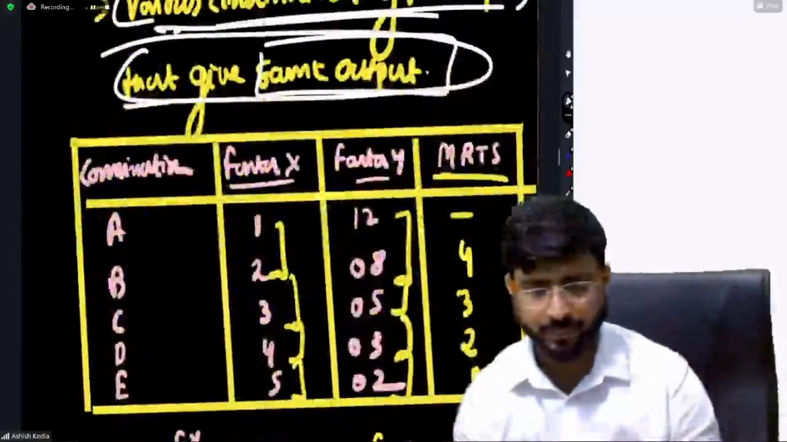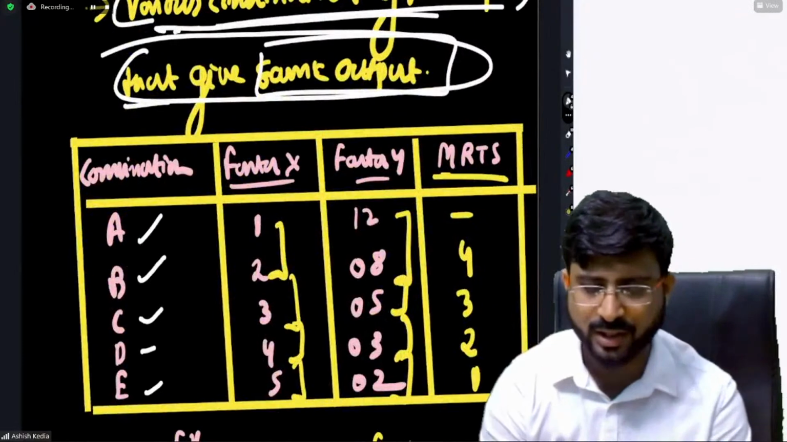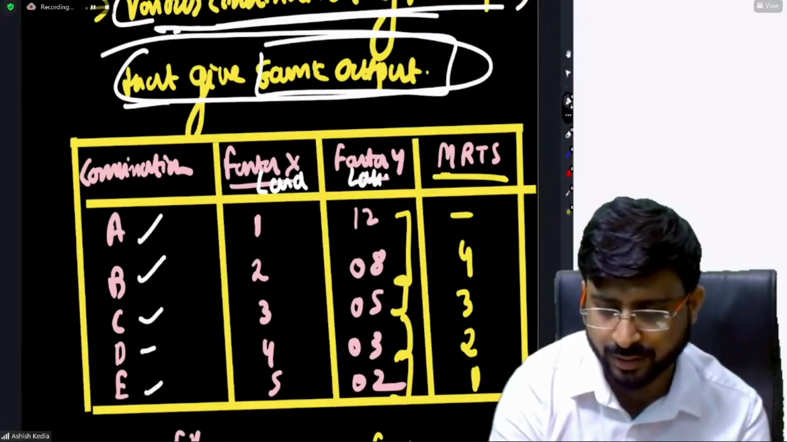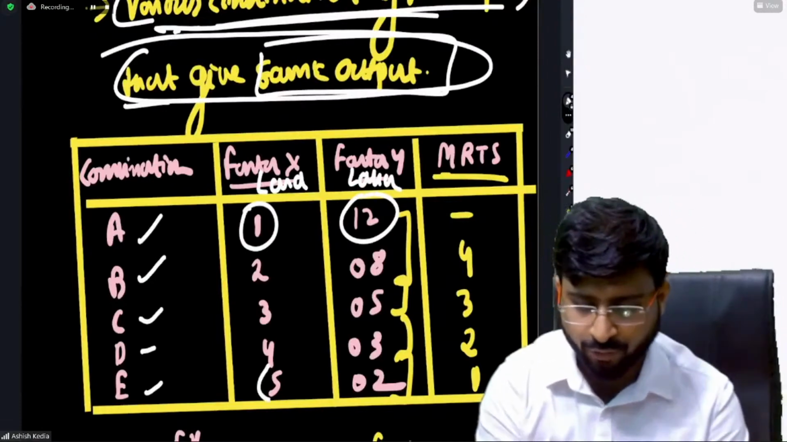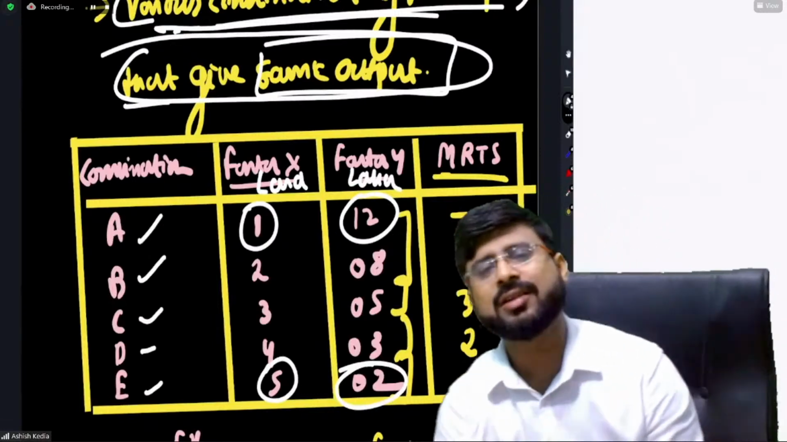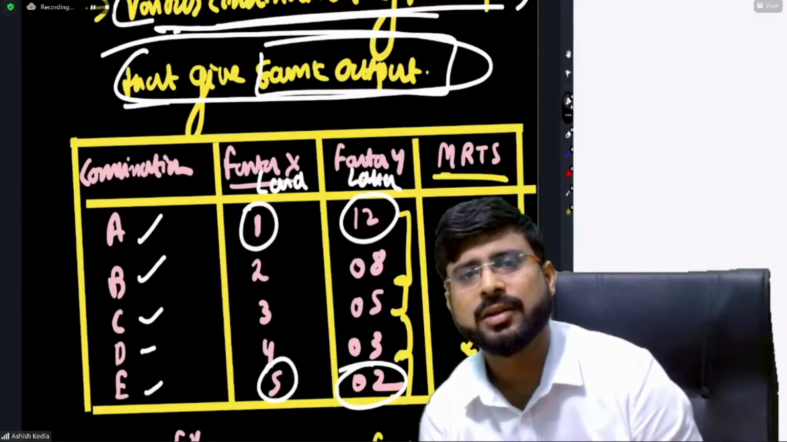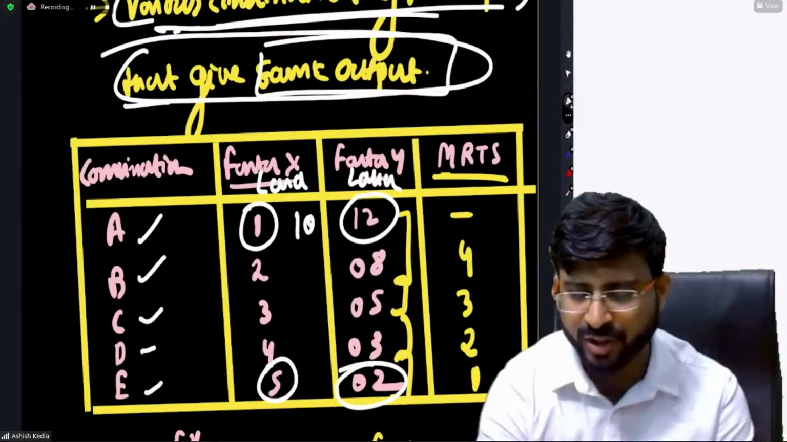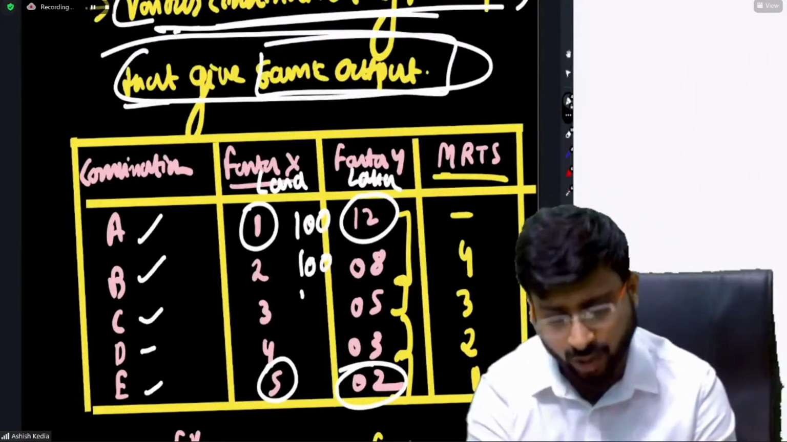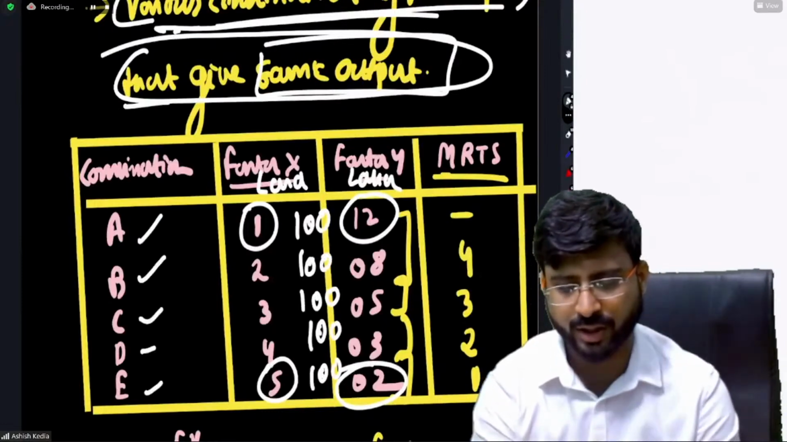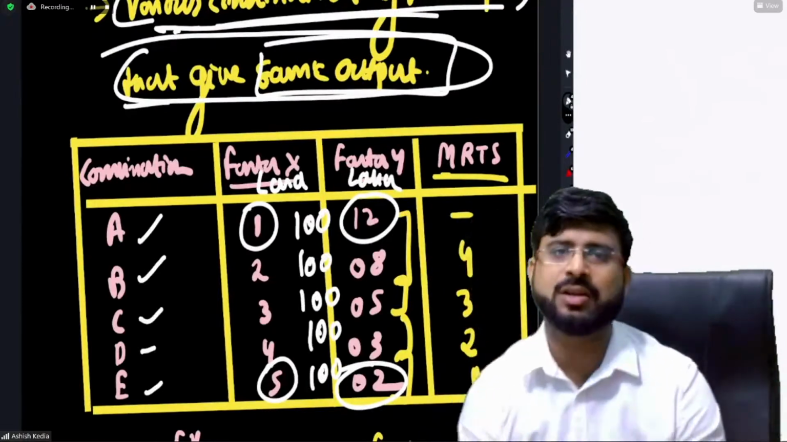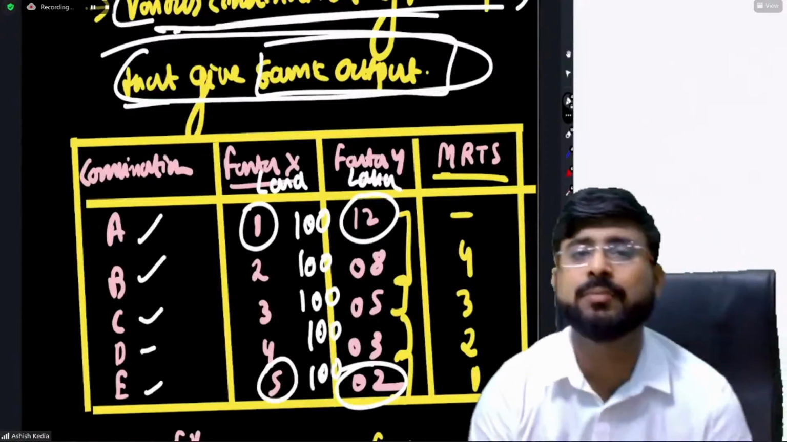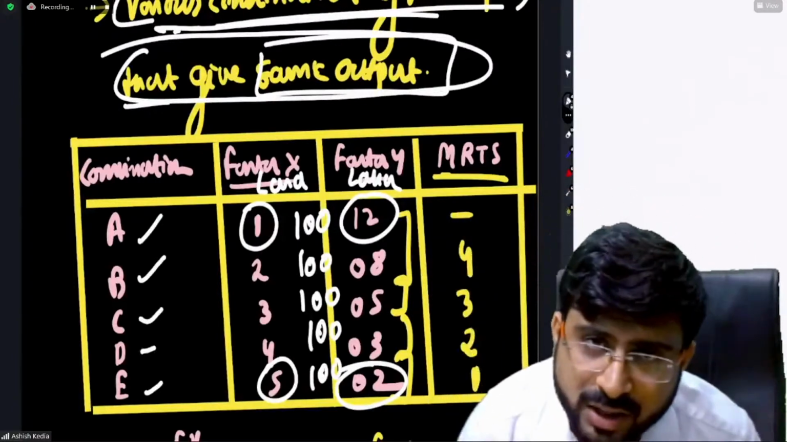Like you see here, in combinations A, B, C, D, E, factor X can be land, factor Y can be labor. So 1 land and 12 labor, or 5 land and 2 labor. All are resulting in the same number of units produced. Suppose here 100 units of output is produced, so here also 100, here also 100, here also 100, here also 100. Output level is the same, only the input combination has changed. Everybody, clear?